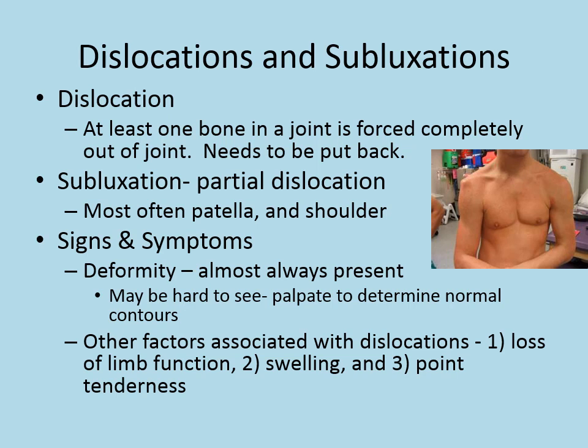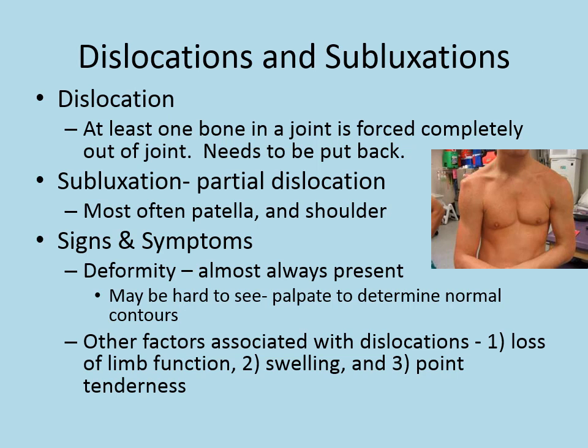Subluxations are more common in the patella and the shoulder than other joints, but they can happen other places as well. As far as signs and symptoms, especially with the dislocation, we're going to have a deformity. So like this particular individual, you can see his shoulder doesn't look normal. And if somebody has a subluxation, the bone has gone back into the joint, so it's not necessarily deformed. But they'll say they felt like a slip or a slide, or that it popped out and popped back in.